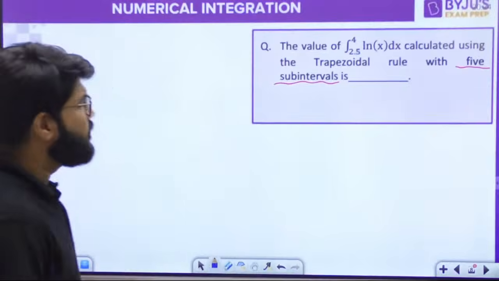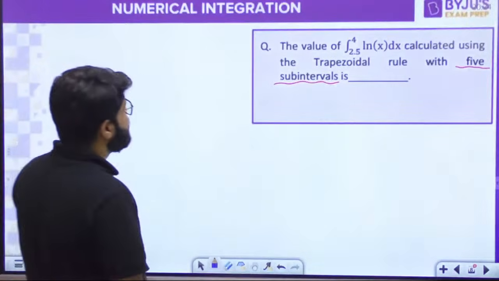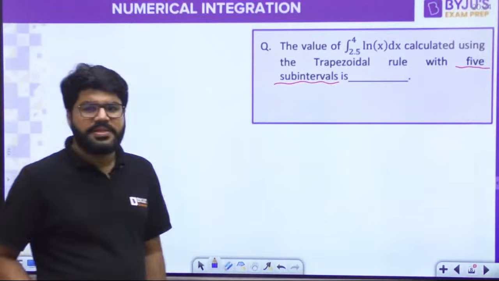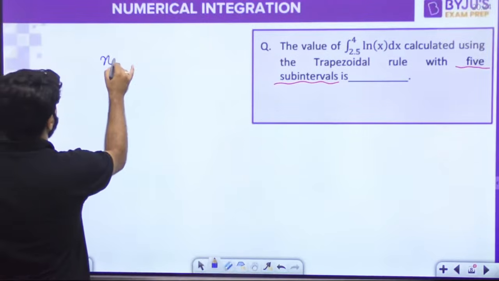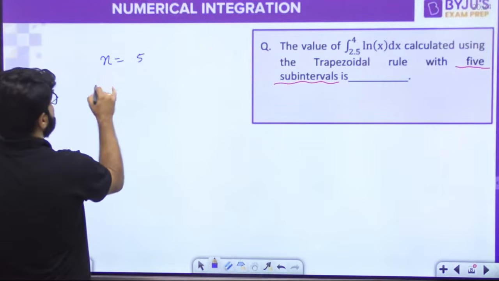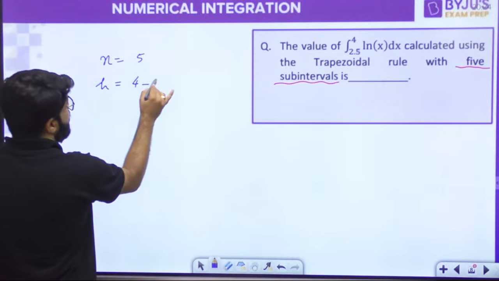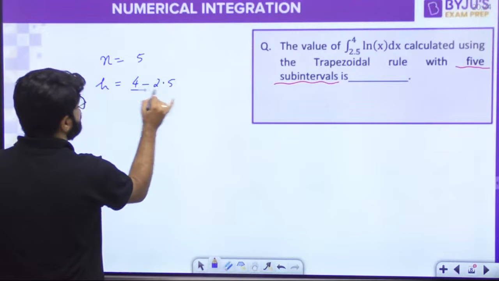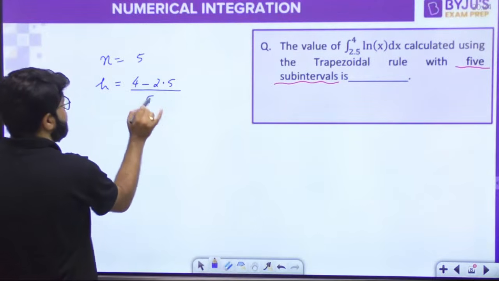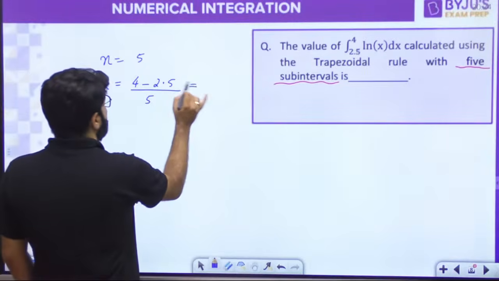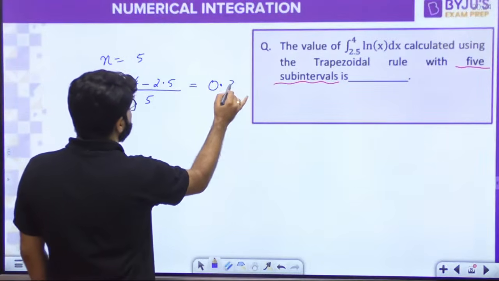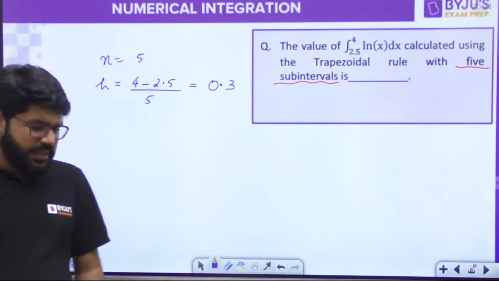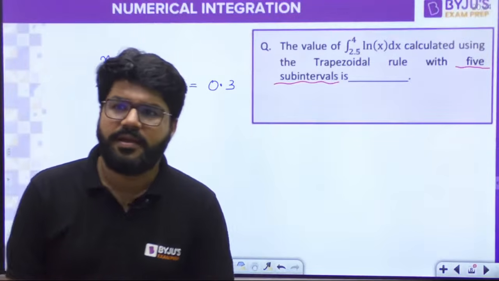So integral 2.5 से 4 log x dx calculated using the trapezoidal rule with 5 subintervals. N का value 5 है. So what is the step size? Upper limit minus lower limit, that is the total interval size, divided by 5. We have to divide into 5. Okay, so 1.5 divided by 5, step size is 0.3.